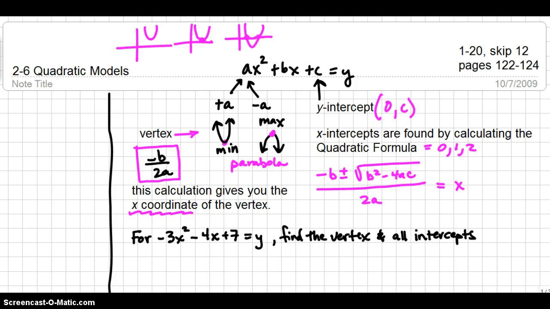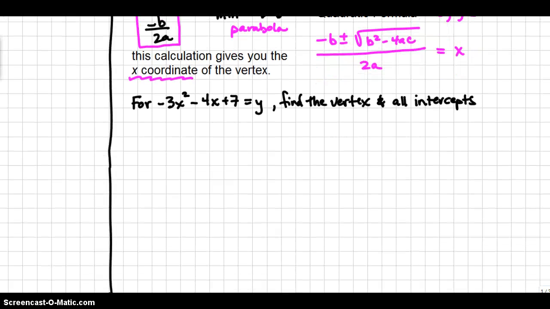So let's go ahead and put these calculations into practice with the example that's given. Find the vertex and all the intercepts for negative 3x squared minus 4x plus 7. My recommendation to students, very strong recommendation, is to list a, b, and c separately. Students who just grab them right out of the equation tend to make mistakes, particularly when it comes to positives versus negatives. So I would recommend writing them down and writing them separately from the actual equation.